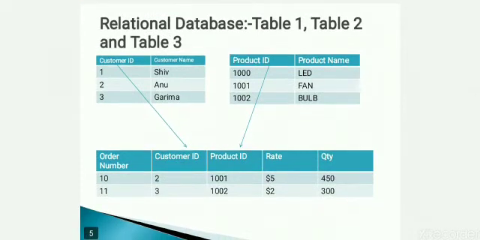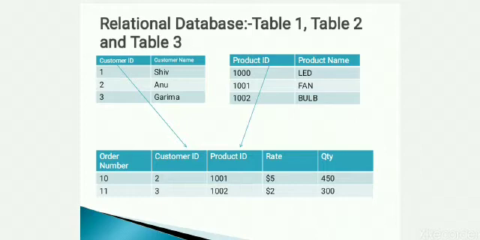So here I have drawn three tables: table 1, table 2 and table 3. Table 1 has the customer name along with customer ID. Table 2 has product ID with product name. Table 3 has order number, customer ID, product ID, rate and quantity. Now, what are these? In table 1, I am assigning customer ID as the primary key as it has to be unique for each record.